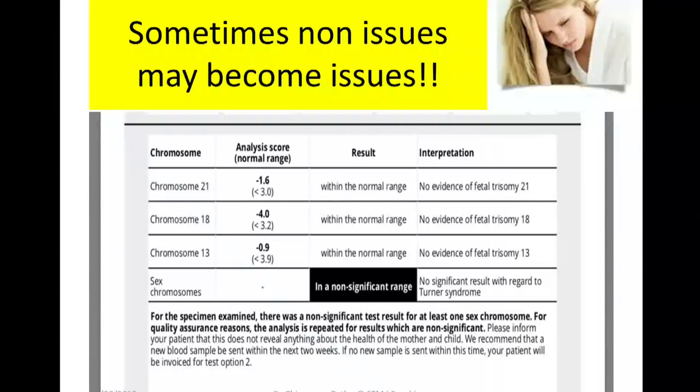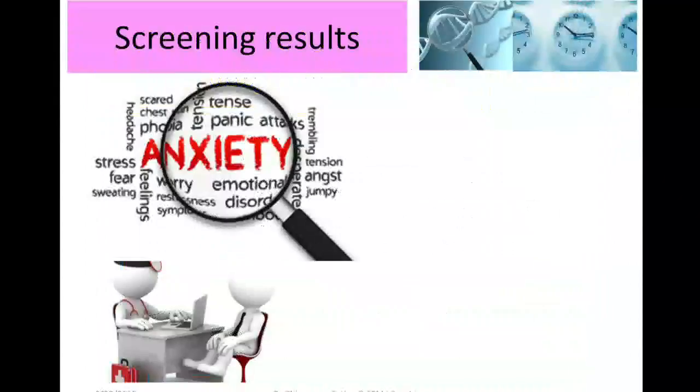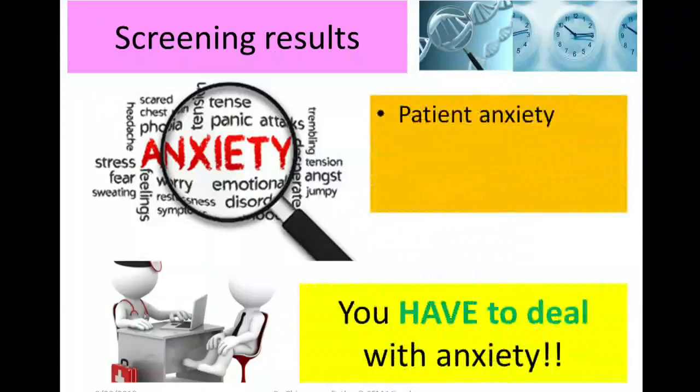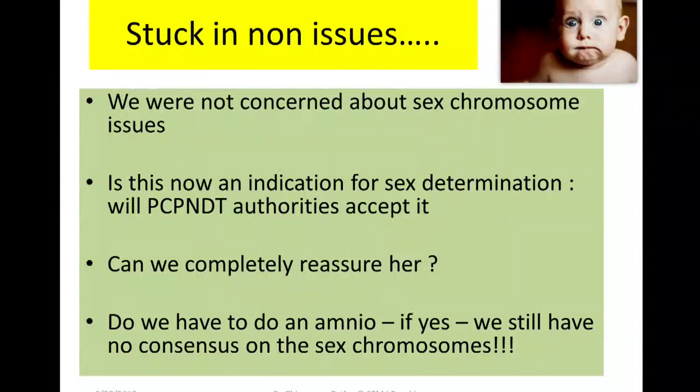And we repeated the sample because we thought maybe there was a low fetal fraction, but despite all that, the anxiety continued because the repeat sample also said that it was in a non-significant range. And they very clearly said that we have repeated this twice, and there is no point repeating it again. There is no way we can find out how the sex chromosomes are. And this led to unnecessary worries because we were not concerned about sex chromosomes in this case in the first place.